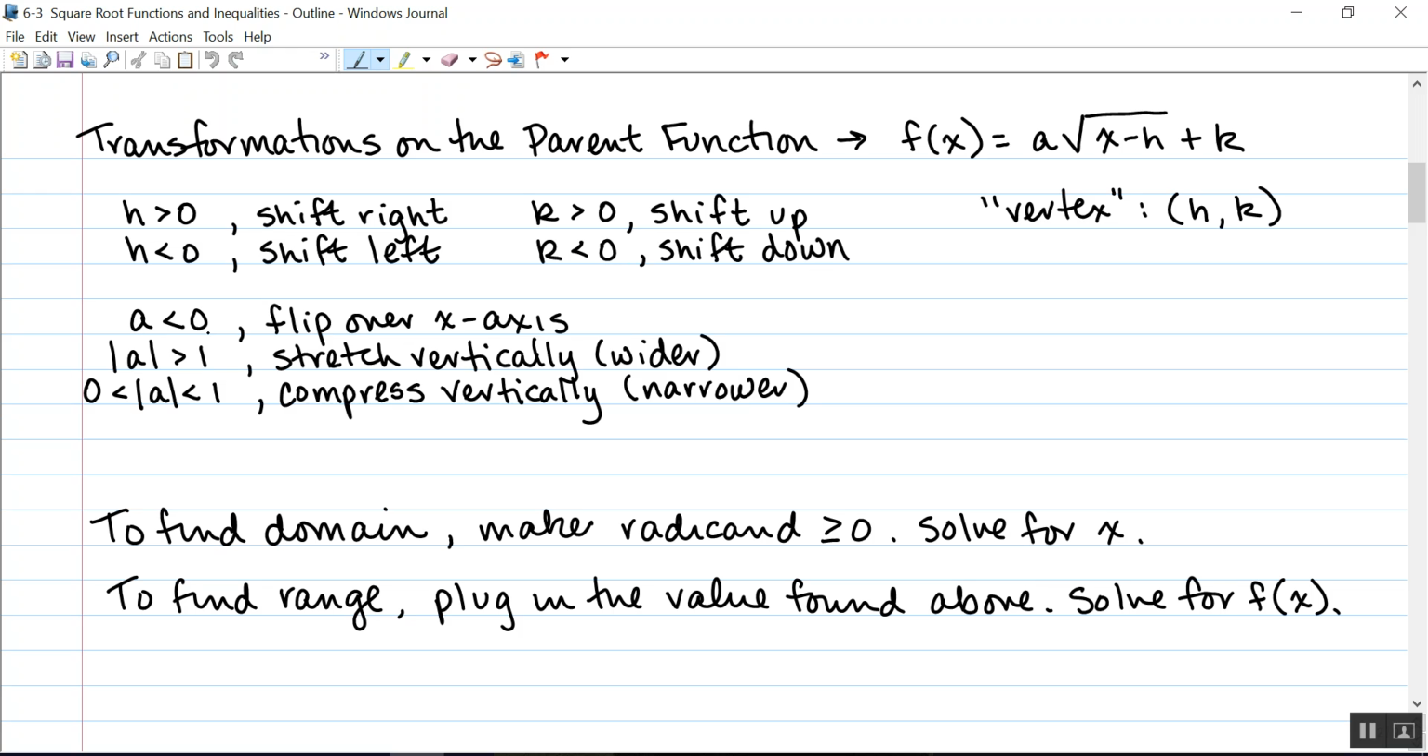If a is a negative number, it's flipped over the x-axis. And if the absolute value of a is greater than 1, it's stretched vertically. In other words, it's wider. If the absolute value of a is a fraction between 0 and 1, it's compressed vertically. That is, it's narrower. So to find the domain of a square root function, we're going to make the radicand greater than or equal to 0 and solve for x. And then to find the range, we're going to plug that value that we found above in and solve for f of x.